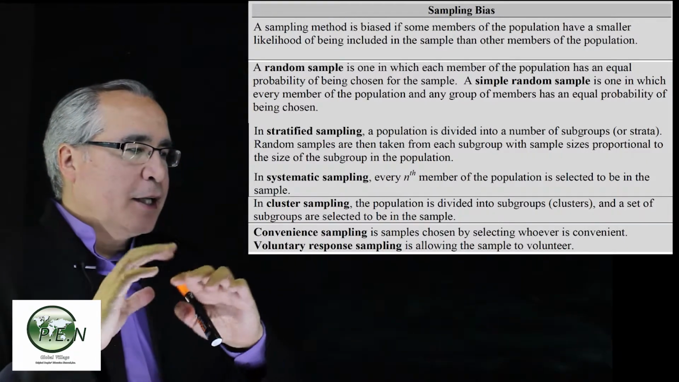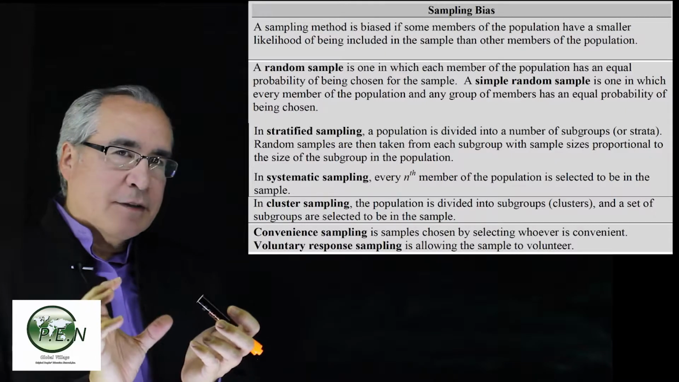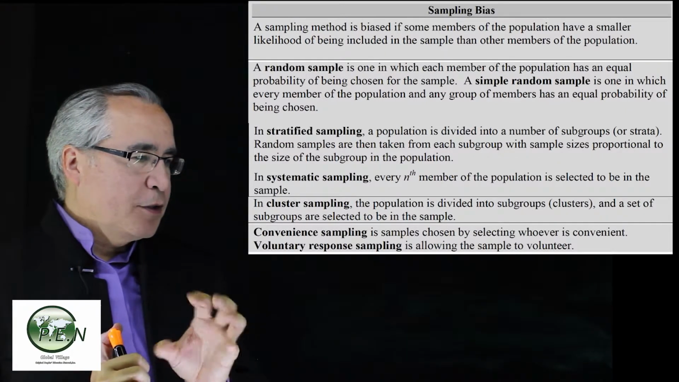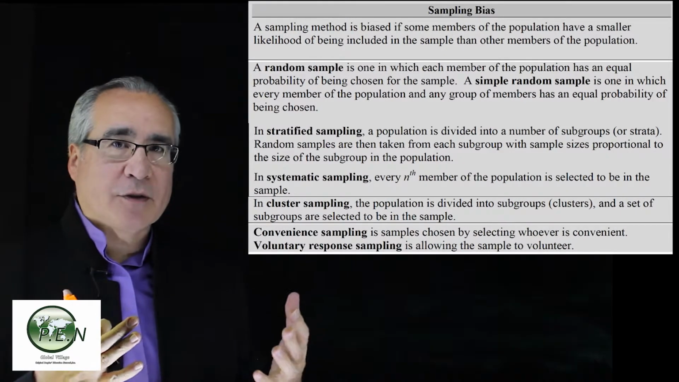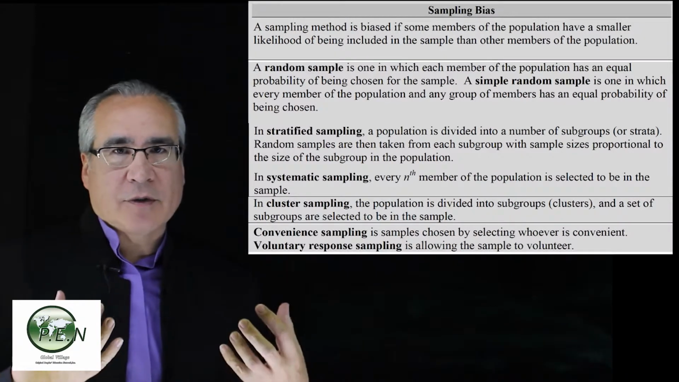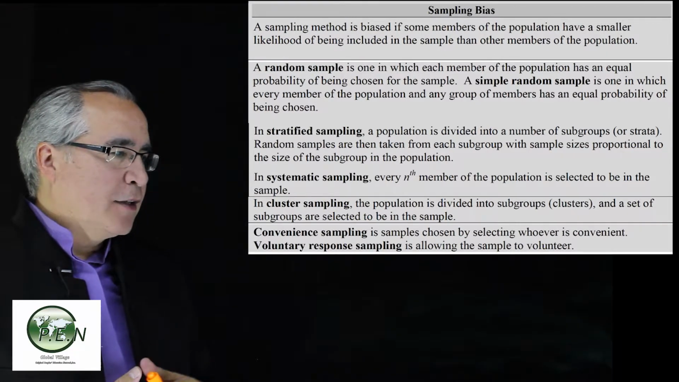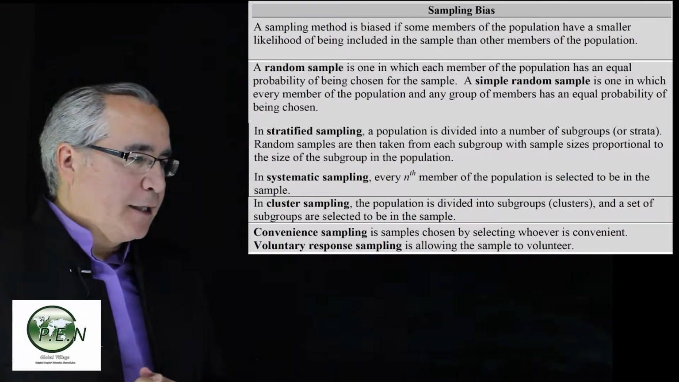A cluster sampling is that there is already a population divided into subgroups. These are clusters, and then from those subgroups you select your sample. So this might be like a school that's divided into classes. Those are clusters, and you could use those classes as your sampling technique.